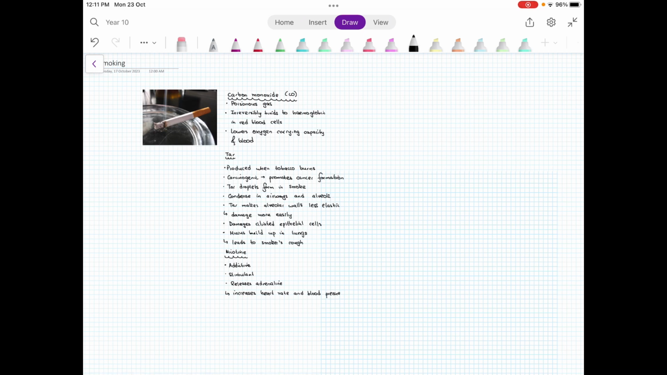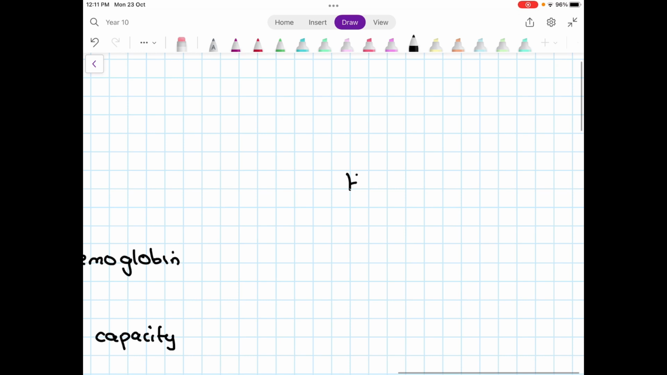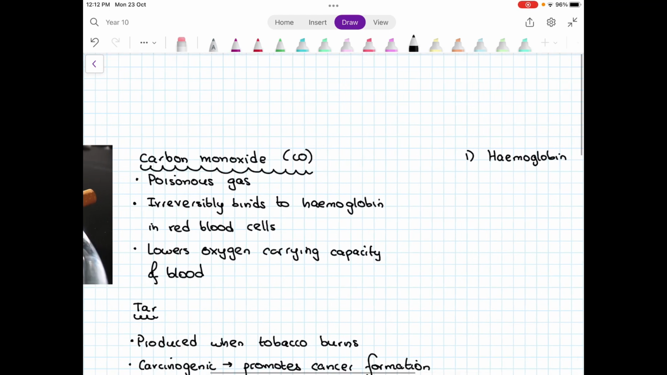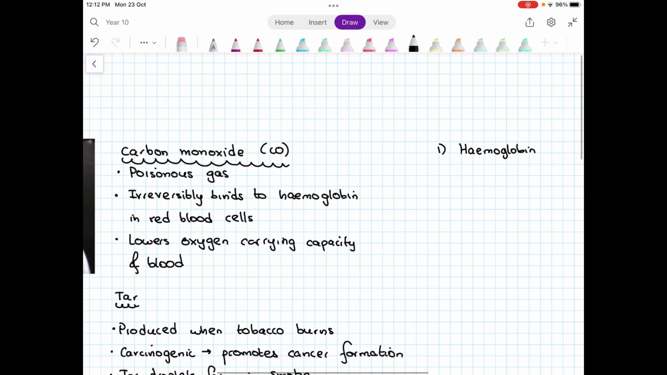Now that the components of cigarettes and cigarette smoke have been covered, let's take a look at different factors of the body. A lot of these might overlap. First of all, we have hemoglobin. As you can remember, carbon monoxide in smoke irreversibly binds to the hemoglobin, and this reduces the oxygen carrying capacity of blood.